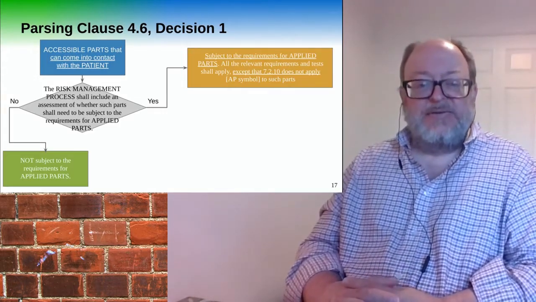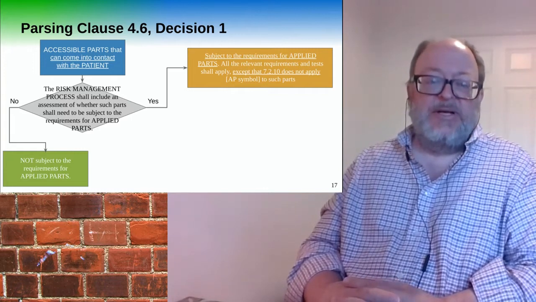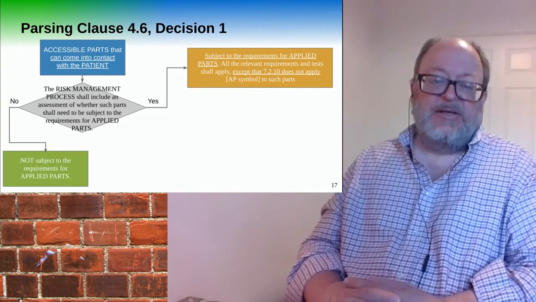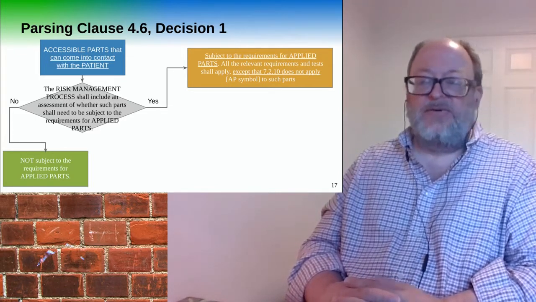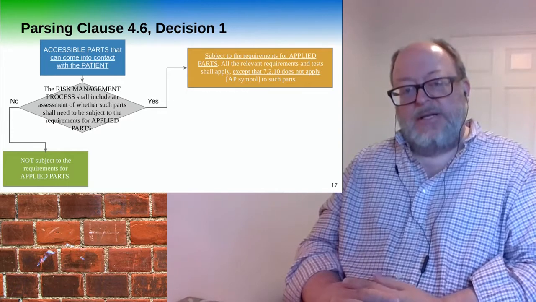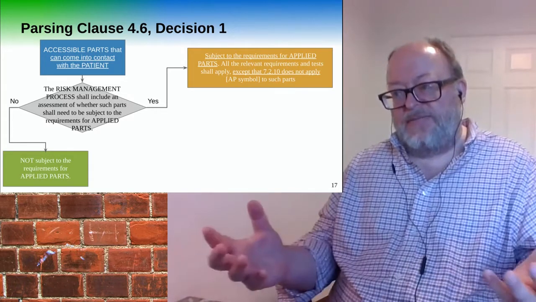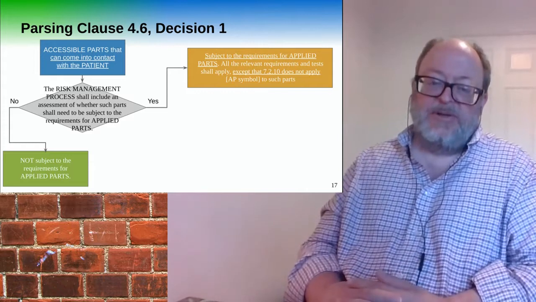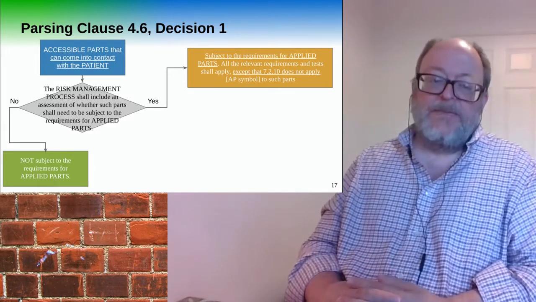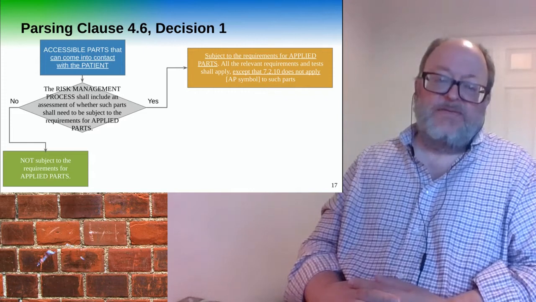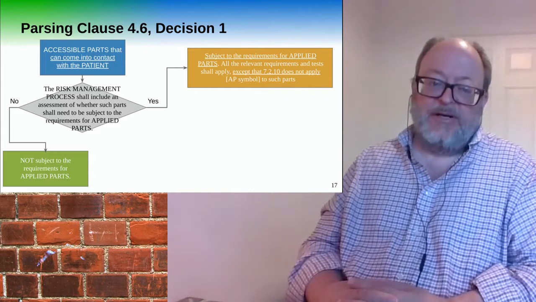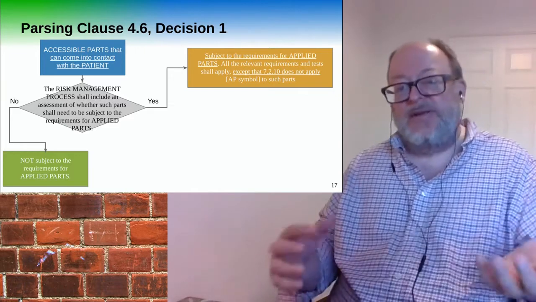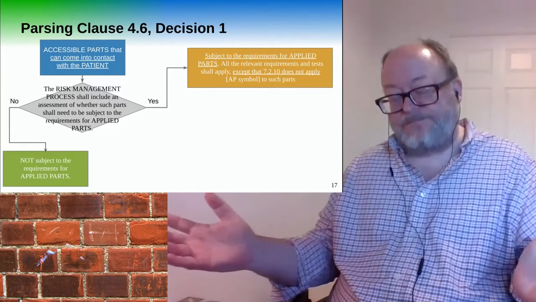And then it says the risk management process shall include an assessment of whether such parts shall need to be subject to the requirements for applied parts. So in effect, this part, if we decide, will be as safe as Type B applied part, or maybe more. So if the answer is no, we've got no applied part requirements. We're not going to apply them. And with yes, we are.